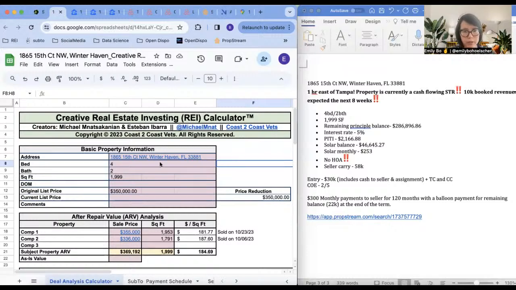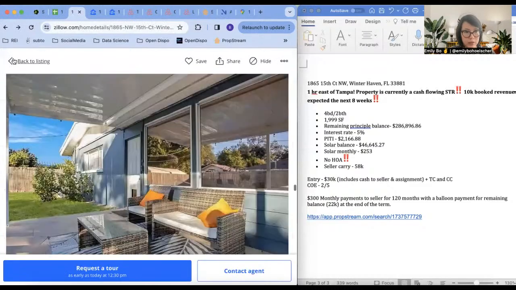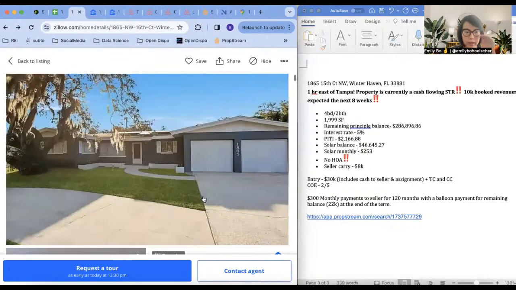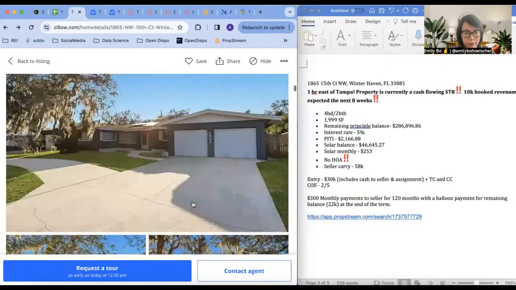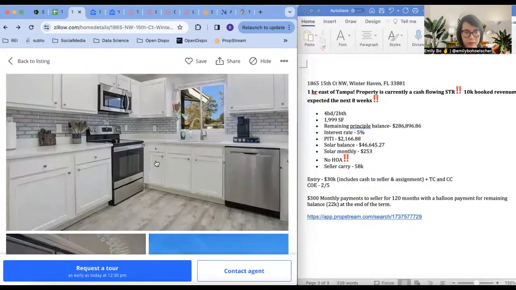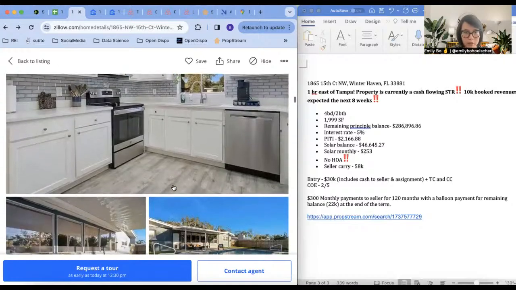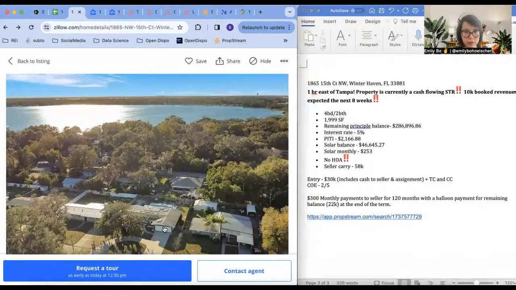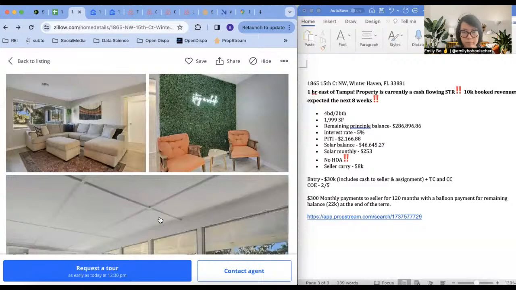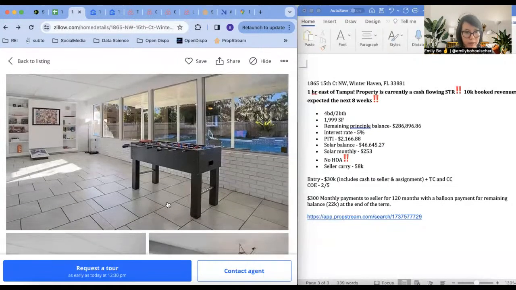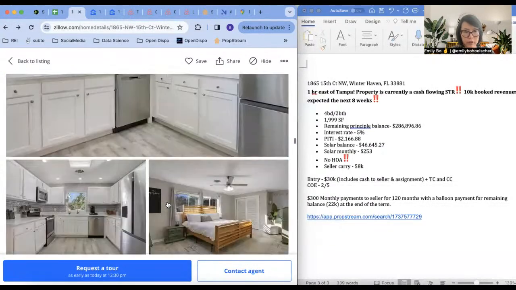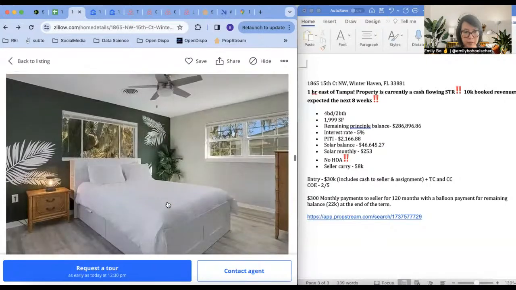Okay, so this property is in Florida in Winter Haven. Let's see. So this is the actual property. It actually looks pretty nice. We can see the front yard seems to be turf. Yeah, the kitchen is white, stainless steel, looks really nice. They have a very nice pool. It's very close to a lake. They also have some game table here, game stuff. Yeah, it's actually a very nice Airbnb property.